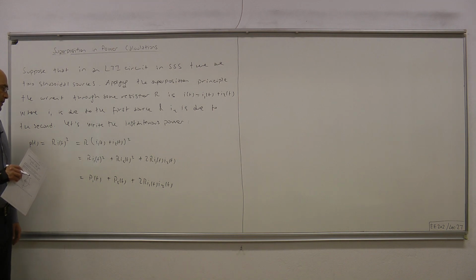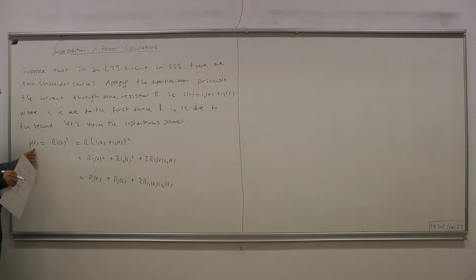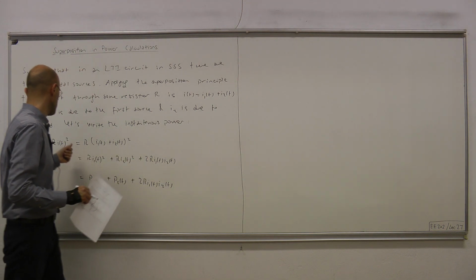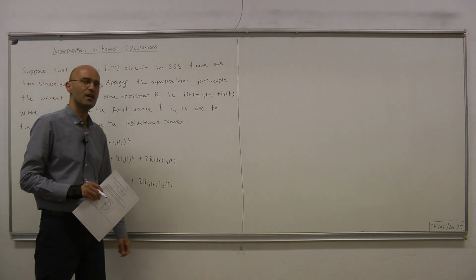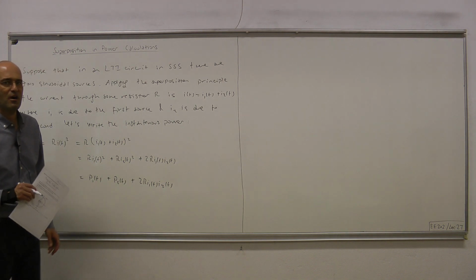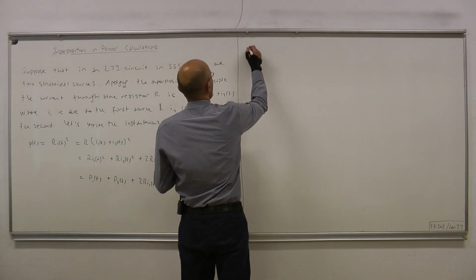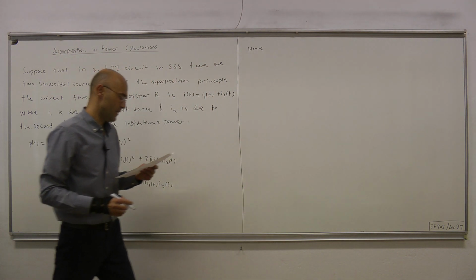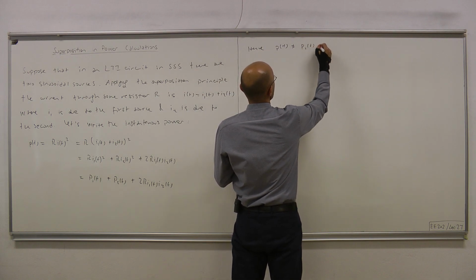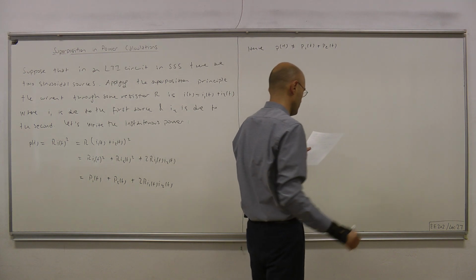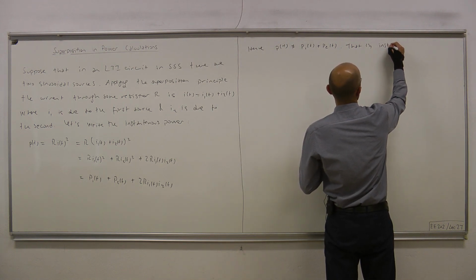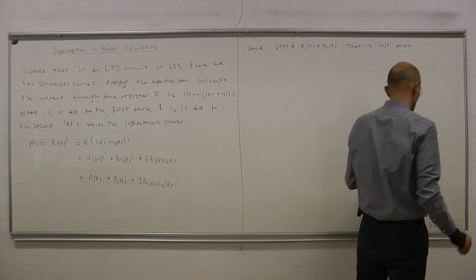Now, because of this cross term, P of t does not equal P1 of t plus P2 of t, because it's not a linear function due to that squaring operation, and we cannot therefore apply superposition to instantaneous power. So that's not surprising. We already knew that. Hence P of t is not equal to P1 of t plus P2 of t. That is, instantaneous power does not obey superposition.